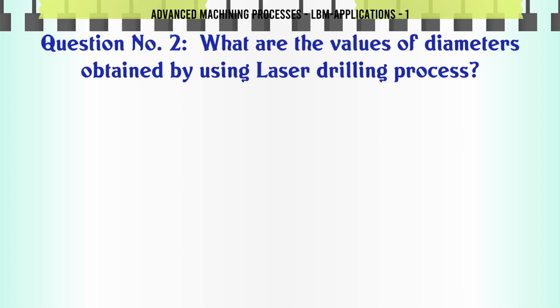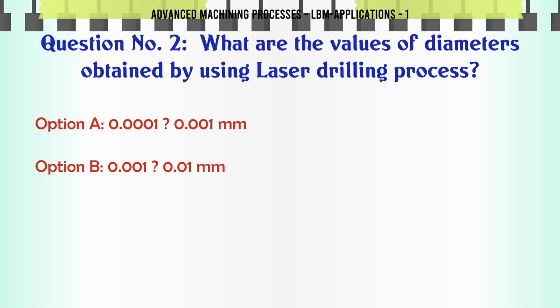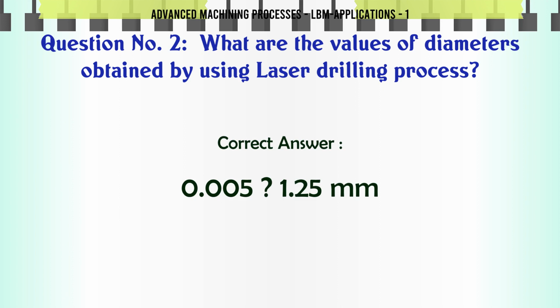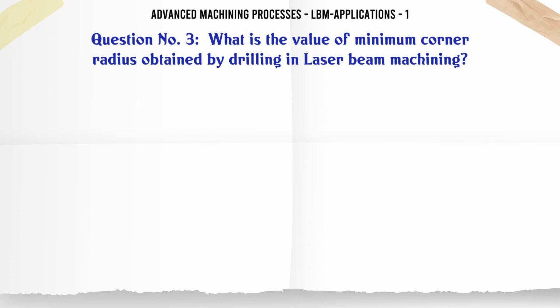What are the values of diameters obtained by using laser drilling process? A. 0.0001 to 0.001 millimeters, B. 0.001 to 0.01 millimeters, C. 0.005 to 1.25 millimeters, D. 1.5 to 10.5 millimeters. The correct answer is 0.005 to 1.25 millimeters.